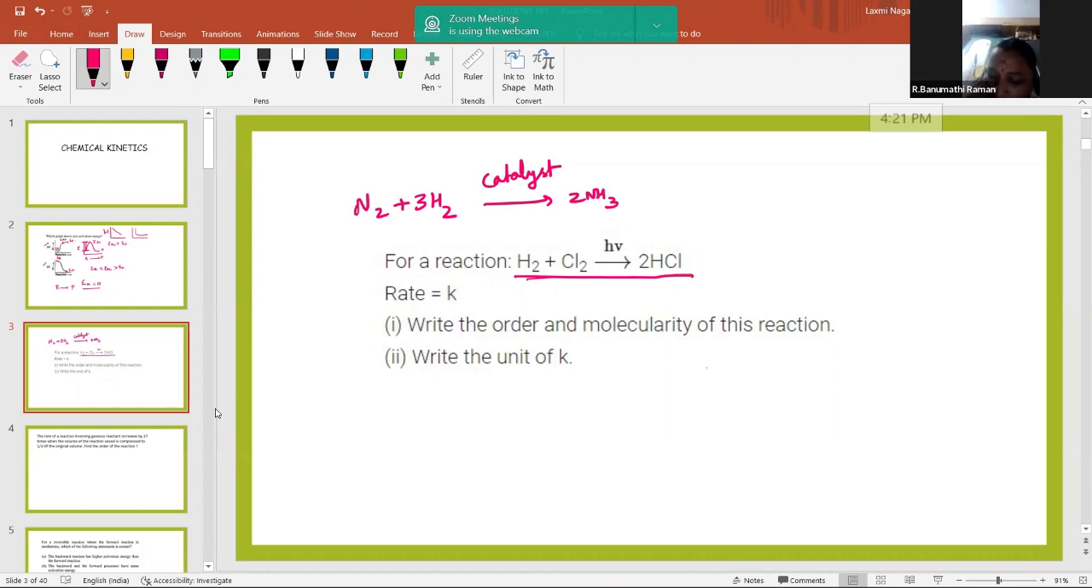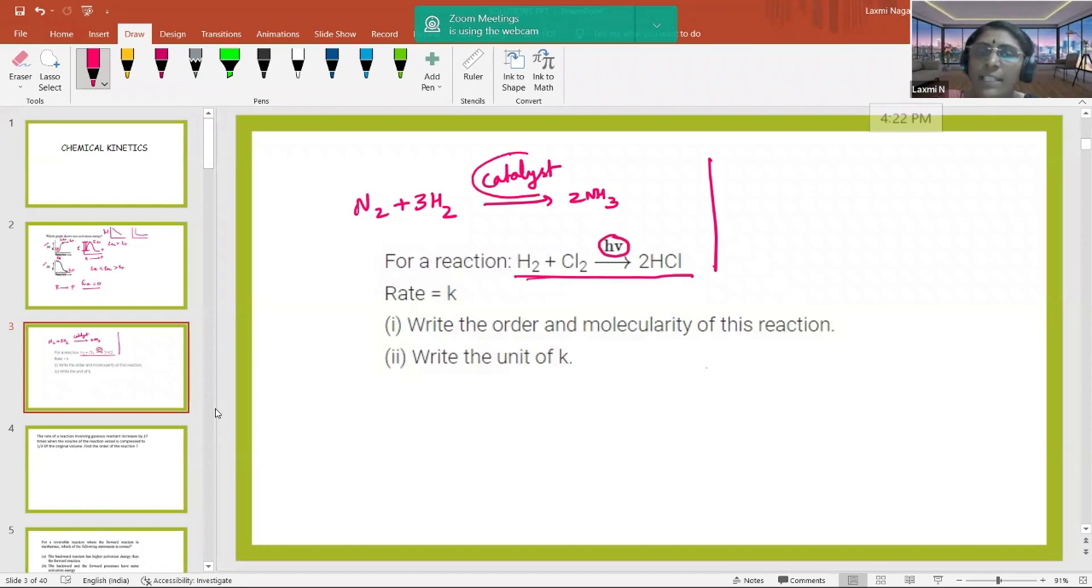Okay. Now, there are some general understandings that we must carry. The reactions which are photochemical, the reactions which are heterogeneously catalyzed, these reactions are basically zero order reactions. Like how we say that radioactive disintegration is always first order, likewise we have to carry the information that photochemical reactions are zero order. Similarly, heterogeneously catalyzed reactions are also zero order reactions.